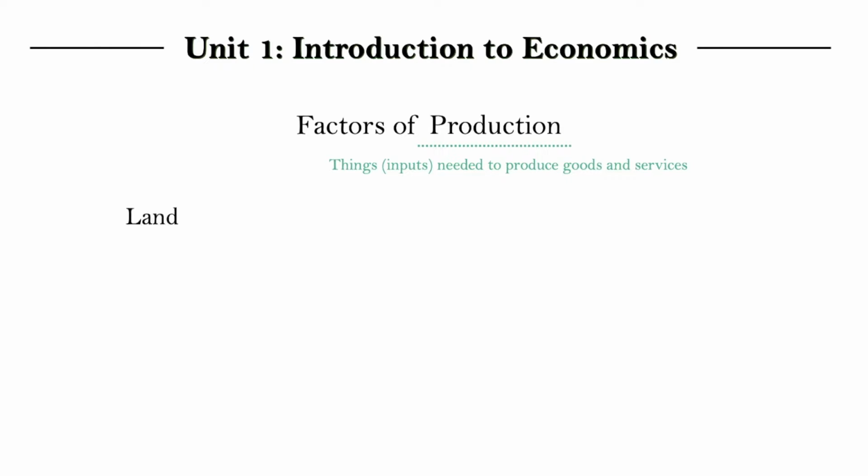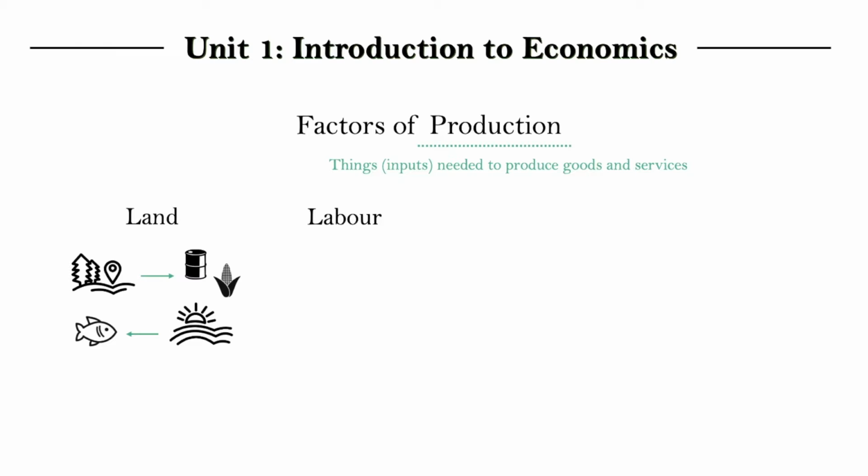The first being land. Now, land refers to both the literal land as well as other natural environments such as lakes and oceans, and this factor of production also includes the resources derived from the land, such as oil that can be extracted, or crops grown through agriculture, or fish caught from the ocean. So in a general sense, the factor of production, land, refers to natural resources. The second one is labor, which refers to workers and the human effort and endeavor that goes into making a particular good. And the third one is capital.